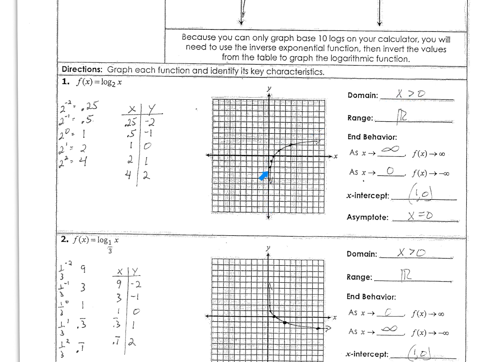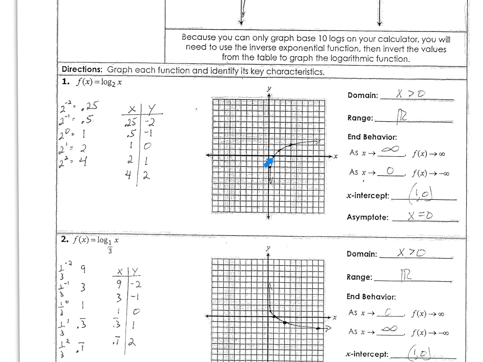Your range is going to be all real numbers because it will continue to positive infinity and negative infinity on the range, okay? And then as our y value, our f of x, is approaching positive infinity, the x value is also approaching infinity. But as the y value, or the f of x, is approaching negative infinity, you can see that the domain, or the x values, are approaching 0.